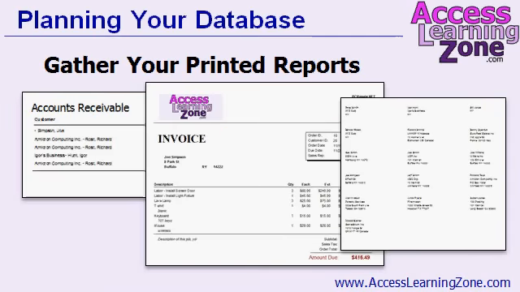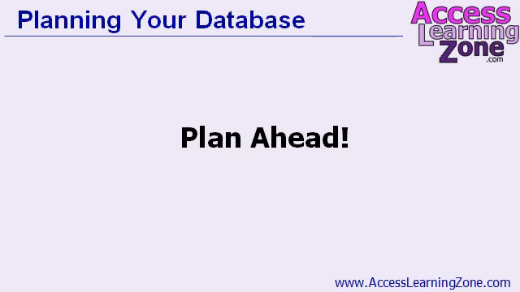The next step, gather together all of your printed reports. You probably have paper forms that you're using now, or at least reports you've been generating with Excel or Microsoft Word. Get those all together so you can see the different types of reports that you're going to need to generate from your database. For example, here I've got an accounts receivable report, an invoice, and some mailing labels. Make a list of all the different types of reports that you expect your database to generate.